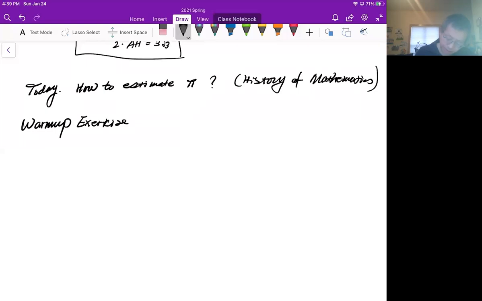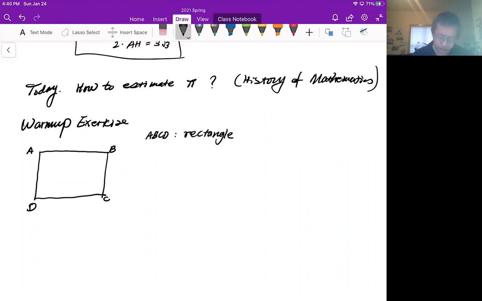Okay, first one. Suppose I give you a rectangle, right? So this is A, B, C, and D. Suppose given that ABCD is a rectangle, and in general it can be a parallelogram. It's the same thing. But we don't need that today. So today we only need it to be a rectangle. That's why I only give you the picture for a rectangle.